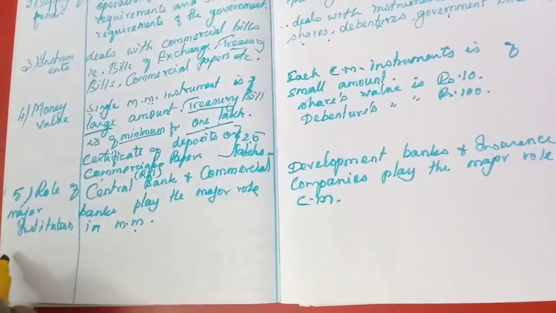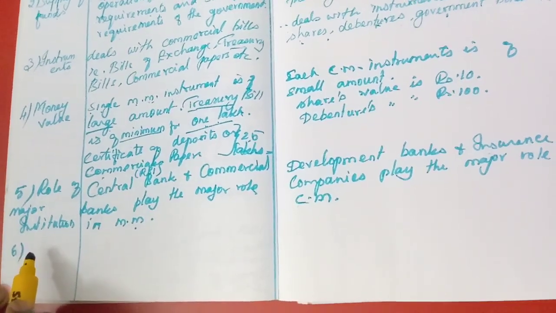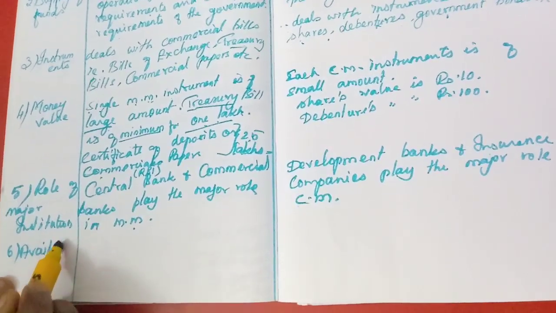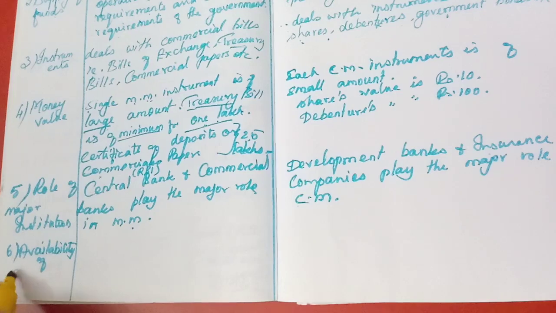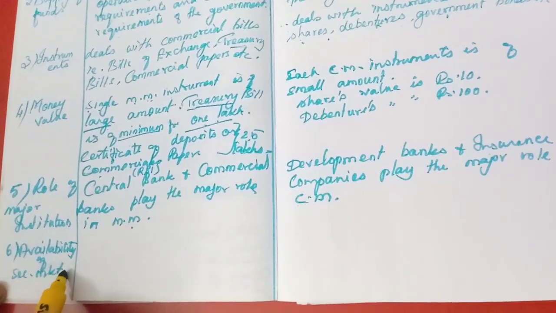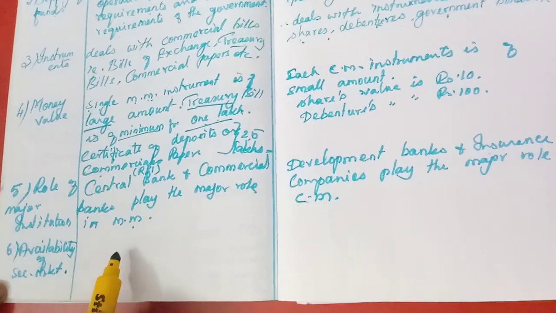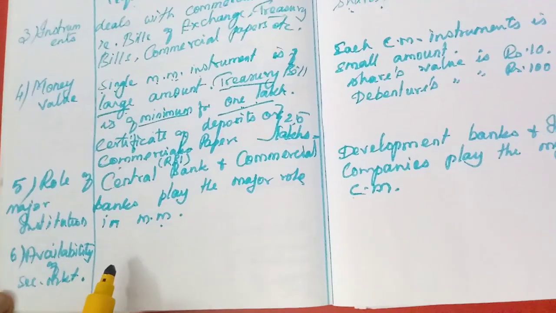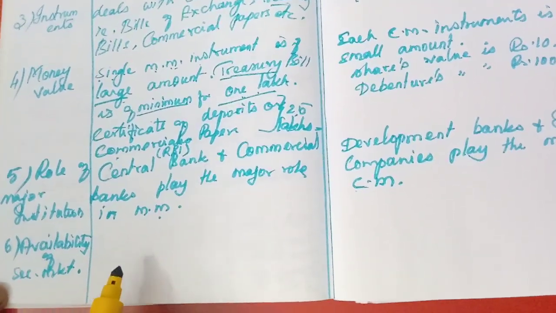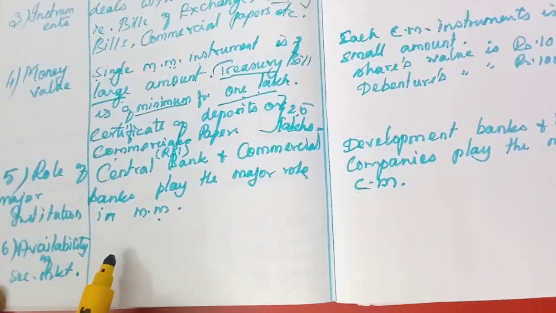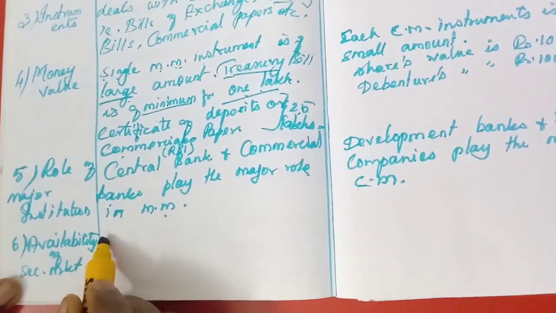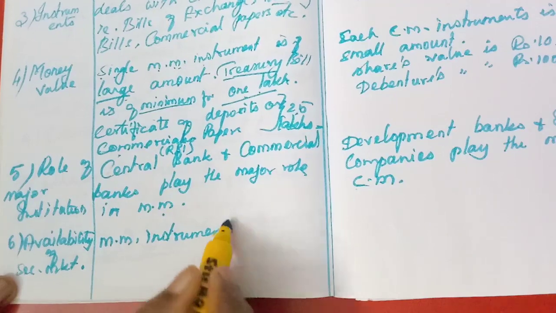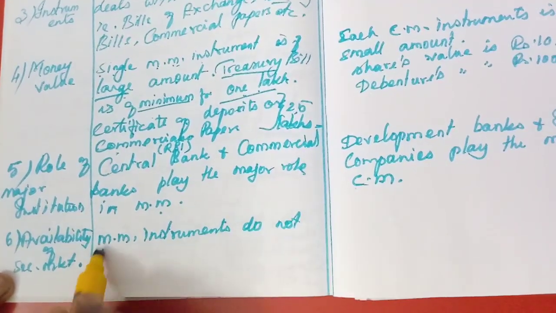Then sixth one, availability of secondary market. Here we have not studied. There is no secondary market. There should be an active secondary market, we studied in the characteristics. But in reality, the money market instruments generally do not have a secondary market. Money market instruments do not have secondary market.